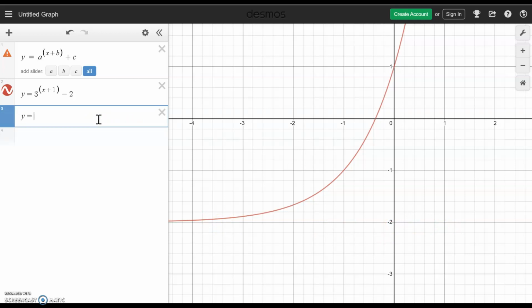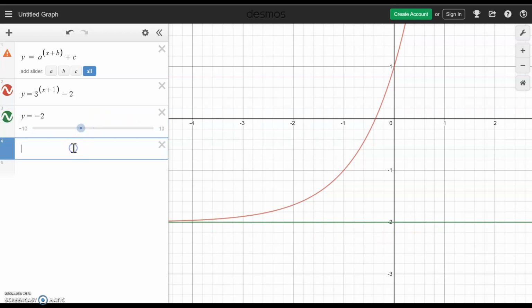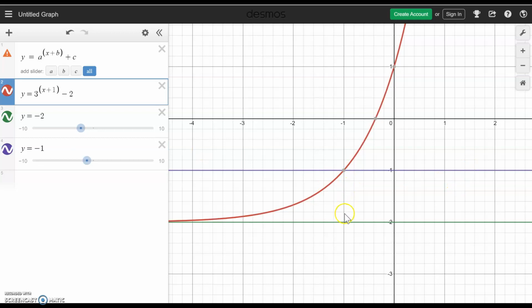So let's go y equals negative 2. That's the asymptote. And let's have a look at y equals negative 1 above. And what we can do here is we can clearly see at that point there, that's 1 above, and that's our reference point. So what we can see, that point should be up over here. So we can see it's been moved down 2, and it's been moved across 1. And that helps us figure out the b and c values.